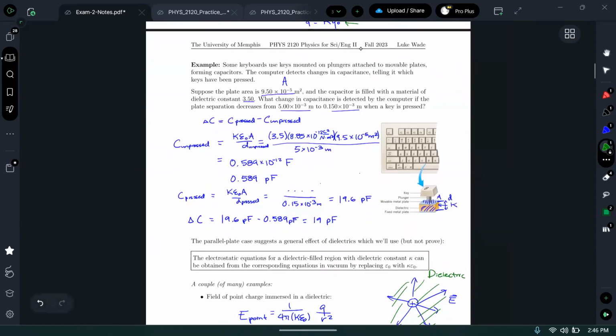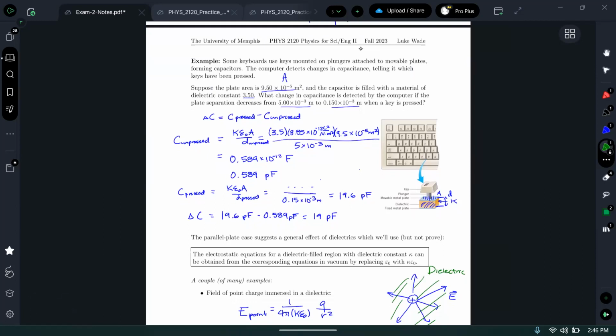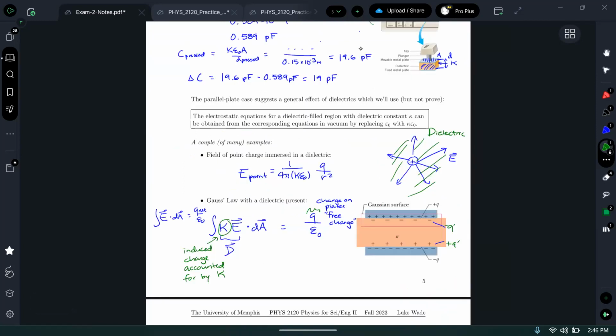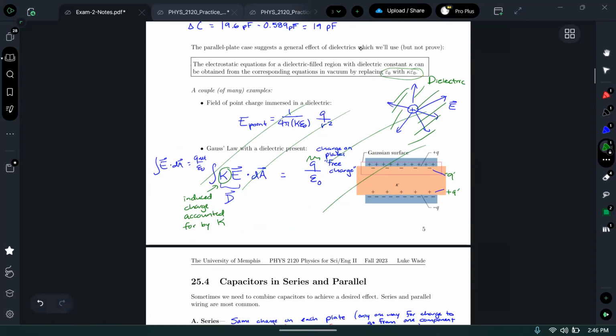This example tells you how to calculate capacitance with a dielectric. So it's just an example of calculating capacitance. That is a good thing to know. These ones are not very important, but the idea of replacing epsilon zero with kappa epsilon zero, if you've got a dielectric, we already saw is important for calculating capacitance correctly.